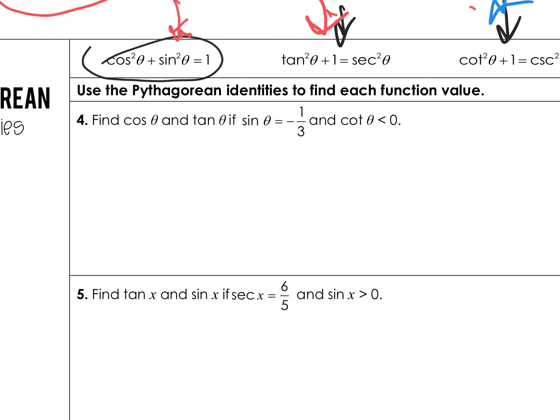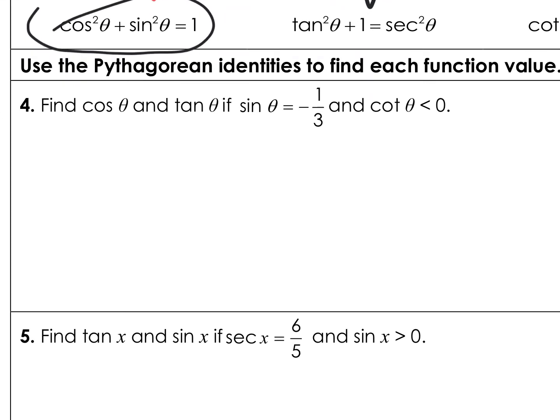So find cosine of theta and tangent of theta. Okay, so it's a twofer. It wants me to find 2 things. If all I know is sine of theta is negative 1/3, so I know this to be true. What else do I know to be true? That cotangent of theta has to be negative.